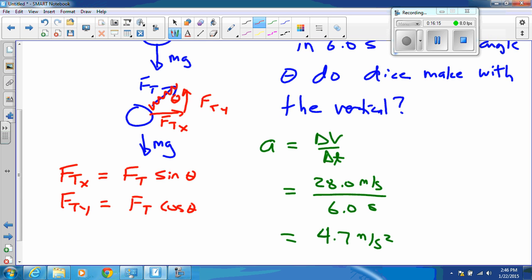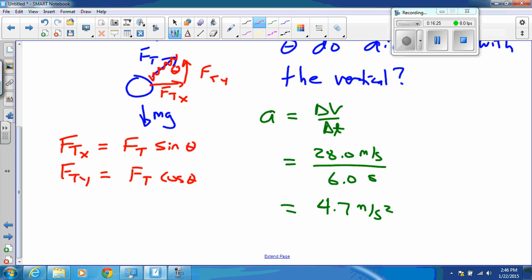All right? Okay. Now that we have the components, we're ready for the sum of forces. Forces equals mass times acceleration. But in which direction? True. So, therefore, we're going to do that separately. Okay. And then give me the sum of forces in the x direction. FT sine theta.